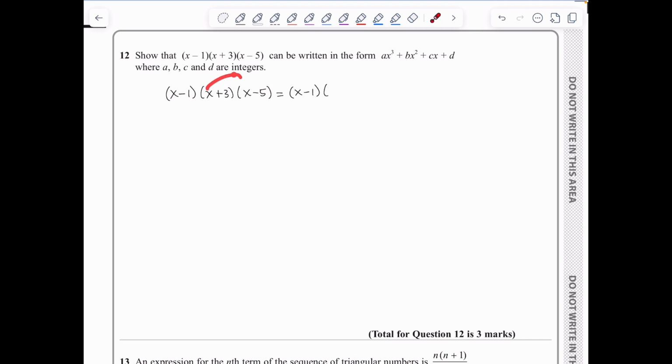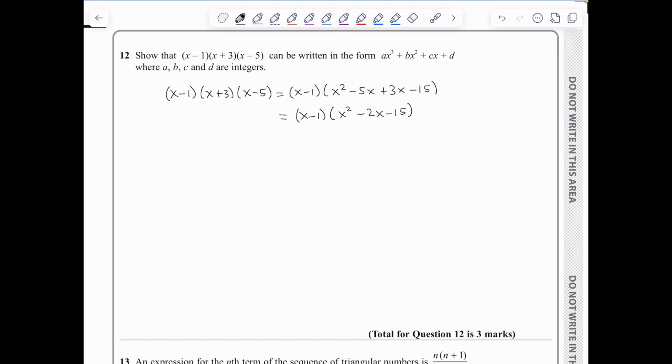X times x will give me x squared. X times negative 5 is negative 5x. 3 times x is 3x. And then we've got the 3 times the negative 5, which gives me negative 15. I will collect like terms within this second bracket, taking me to x squared minus 2x minus 15.